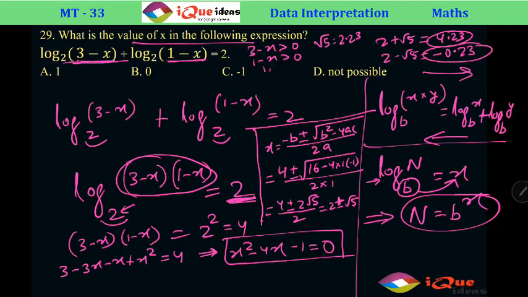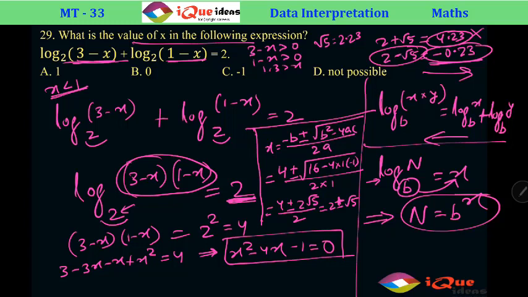That means both 1 and 3 have to be greater than x. That means x has to be less than 1, precisely. X has to be less than 1. Now here 4.23 is more than 1, so this cannot be the answer. Anything less than 1 is possible. So it is minus 0.23, that is the correct answer. Or 2 minus root 5 is the correct answer.